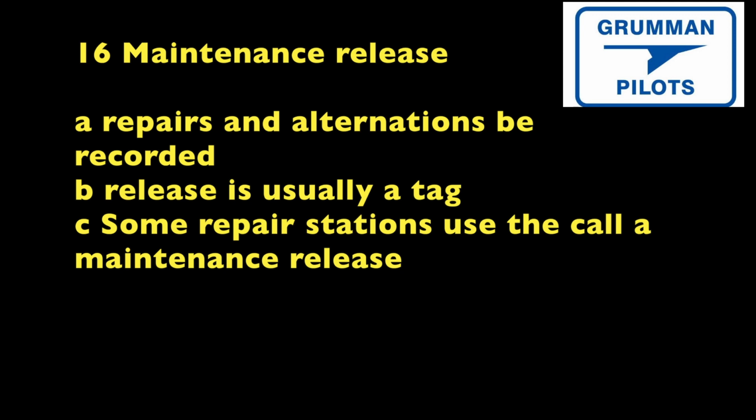And finally, in Section 16, the FAA begins the discussion on a maintenance release. Repairs and alterations are to be recorded, and usually there's a tag that goes along with it, showing that it's a serviceable component, such as a starter. Some repair stations used to call a maintenance release a general term for anything that they give up. But you have the maintenance release and the logbook entry that all are part of that part.